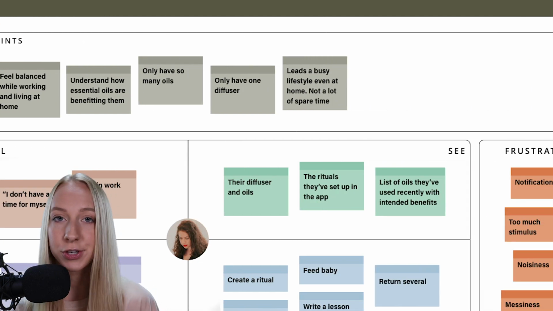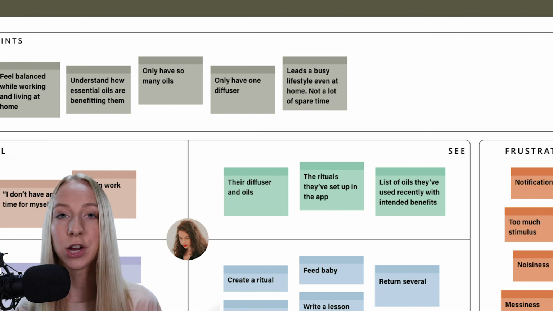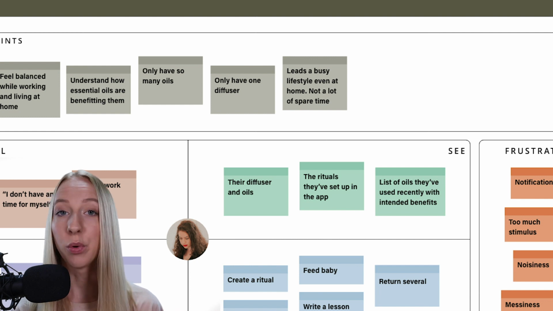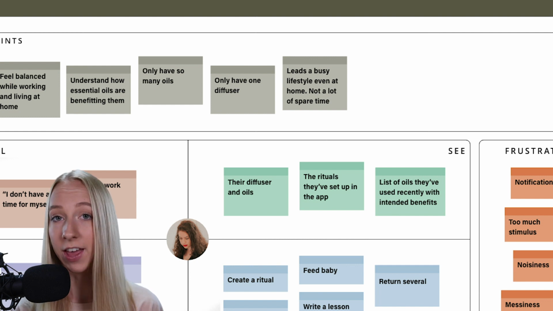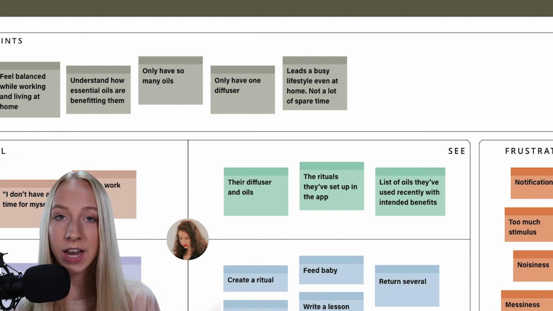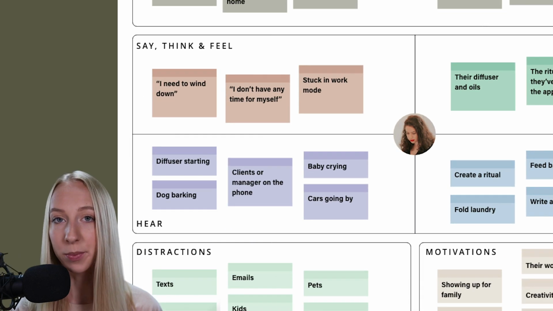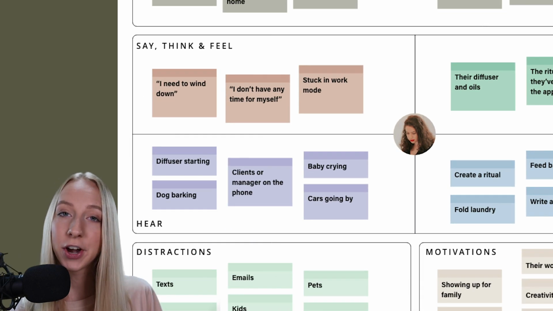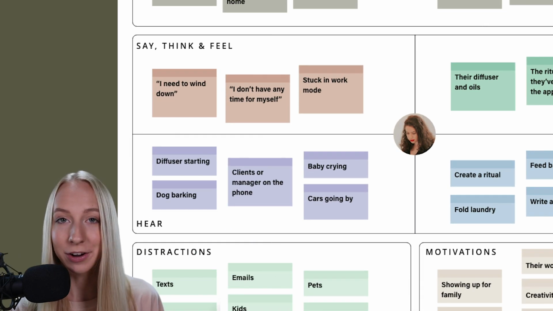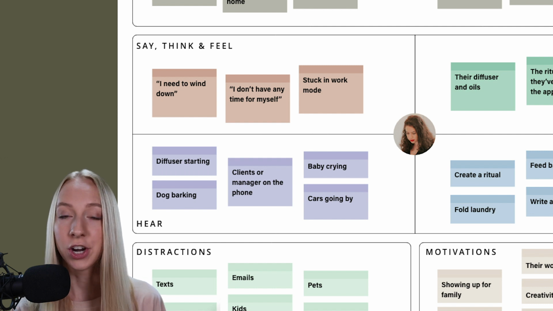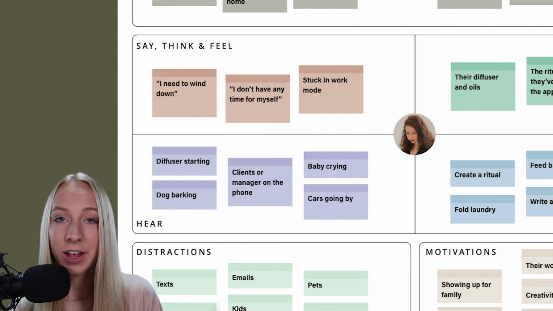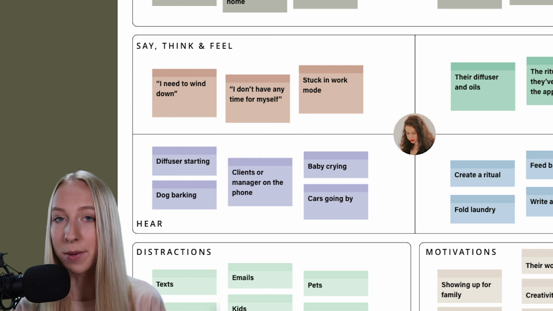The next section is see. So put yourself in the user's shoes and think about what you would be seeing around you as you're using the product. I figured my user would be seeing their oils in their diffuser, they'd be looking at the app, seeing the rituals they've set up, and they would be seeing a list of oils that they've been using recently within the app. Next is what they might hear while using the product. They might hear the diffuser starting, maybe a dog barking in the background, their clients or manager on the phone, a baby crying, or maybe cars going by outside.